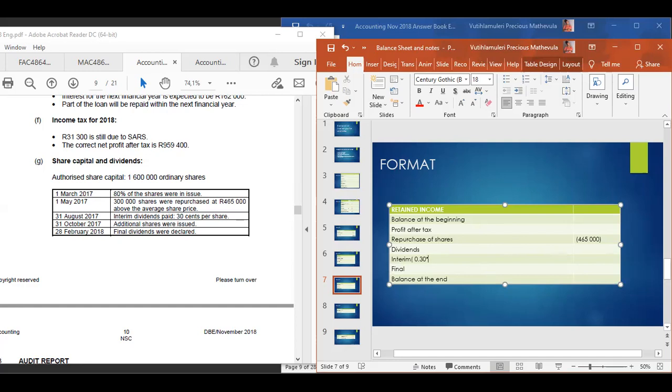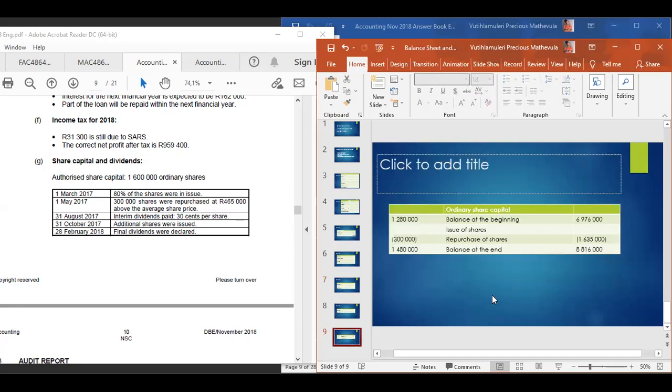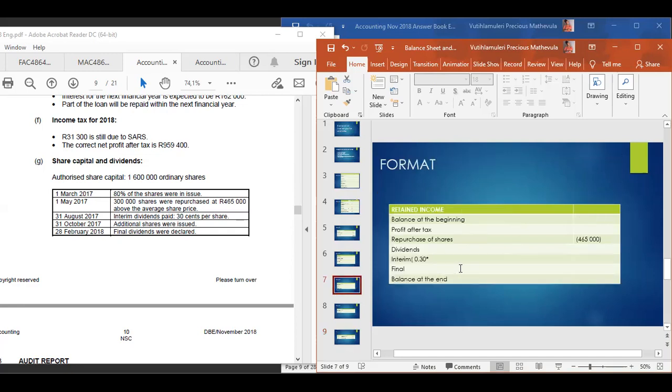Now we have to find out how many shares were in issue when we paid this dividend, right? Because we'll have to go back to the ordinary share capital to find out. At the beginning, we had 1,280,000 shares, and then we repurchased 300,000 shares. So when the interim dividend was paid, we had 980,000 shares. So we're going to multiply that by 30 cents, multiplied by 980,000, because this is what we have. And then here we get 294,000. This is the interim dividends.